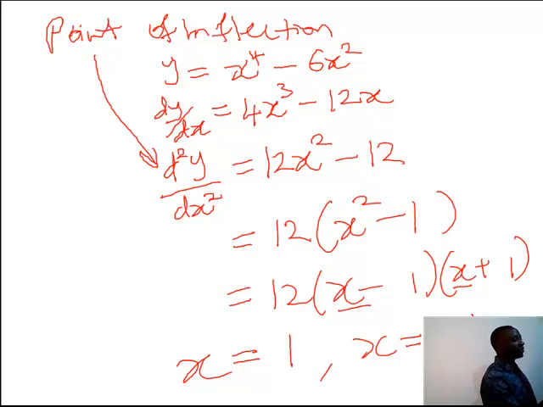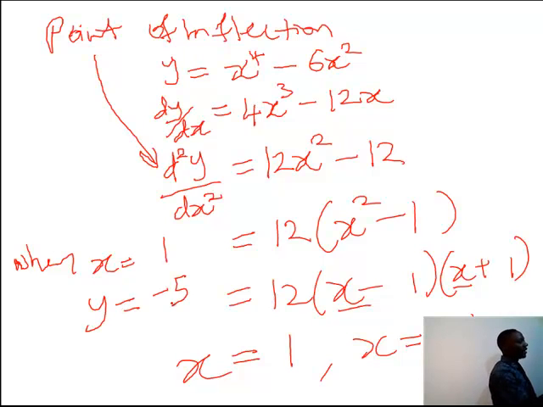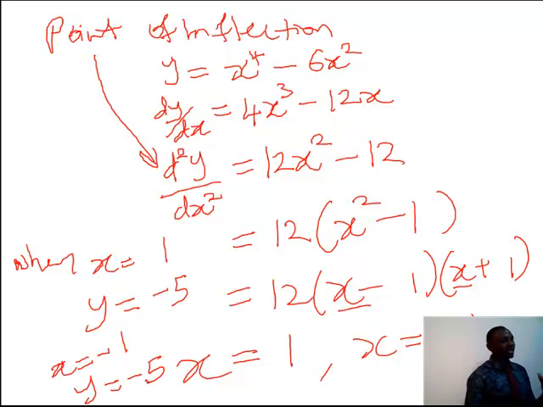Now if we substitute these values of 1 and minus 1 into the expression, when x is 1, our y is going to be minus 5. And likewise, when x is minus 1, our y also is going to be minus 5. So these values of x and y that we have gotten are what we are now going to use to plot our graph, which is going to be shown to you now.